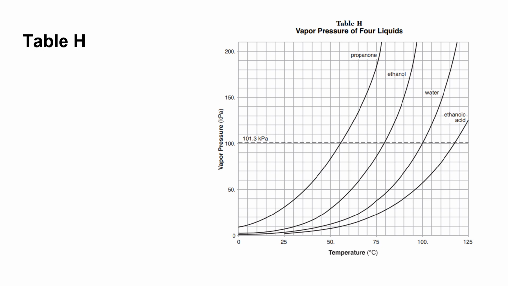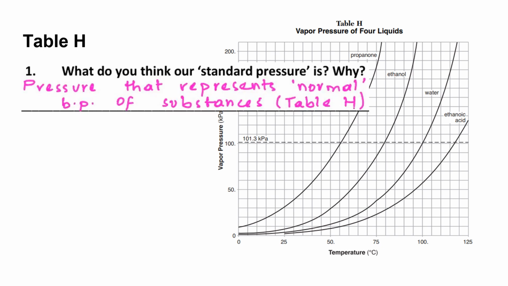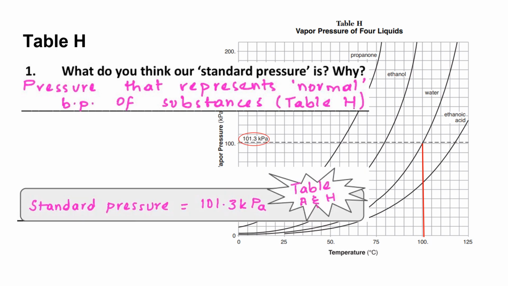So here's your Table H from your reference table packet. Standard pressure is basically the pressure that represents the normal boiling point of your substances. For example, the normal boiling point of water we know is 100 degrees Celsius. So if you look at water at 100 degrees Celsius, the point where your 100 degrees Celsius line crosses your line for water is 101.3 kilopascals, and that is what we refer to as the standard pressure. So standard pressure is the pressure at which any liquid or substance boils normally.